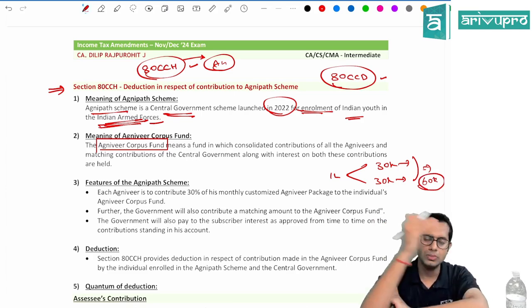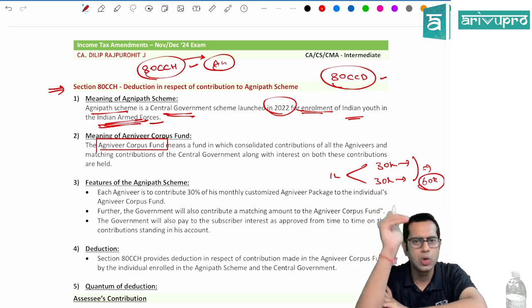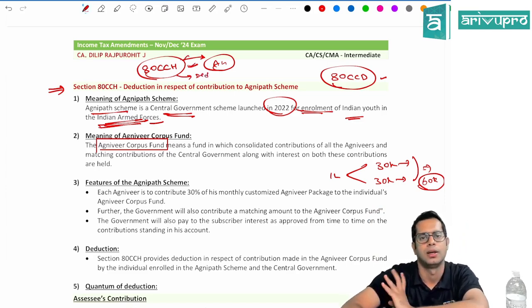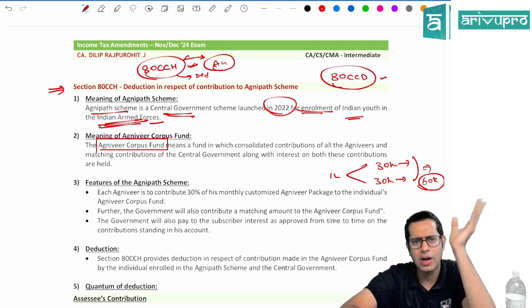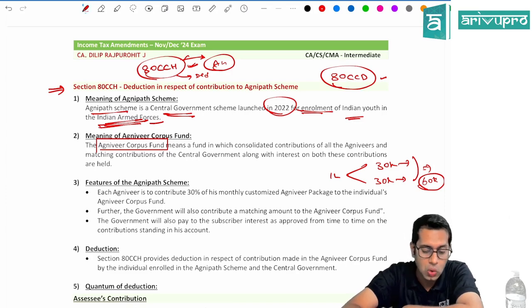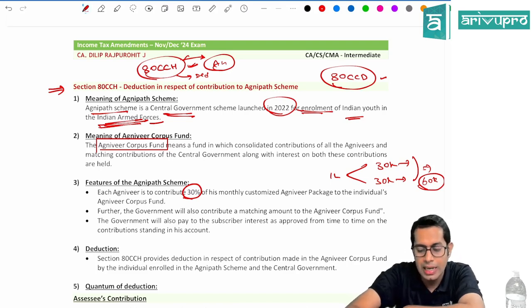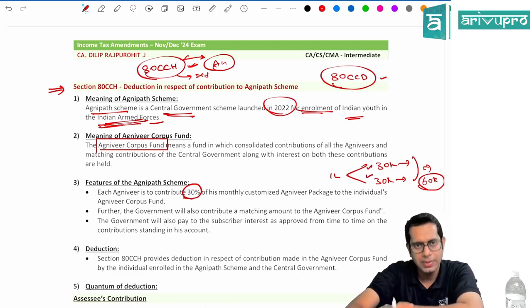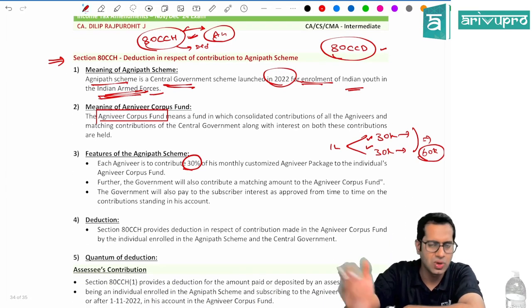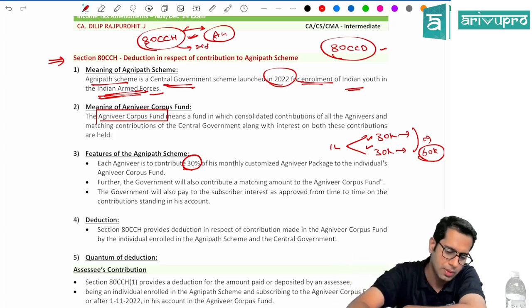Now, this amount, whatever is put in this fund, is allowed as deduction under section 80 CCD. Sorry, 80 CCH. Whatever amount is put in this is allowed as deduction. Now, this amount will be allowed as deduction only if it is within the limit of 30%. Sir, what if it is more than 30%? Then up to 30% it is exempt. The extra amount which you are putting will be taxable. That is what this particular scheme is all about.